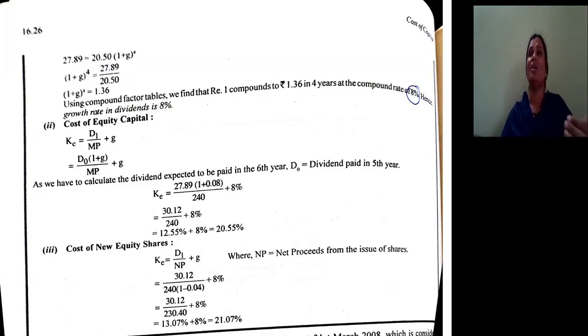Once the offline class starts, I'll explain how to look at the compound table and how to arrive at the answer by making use of the compound factor table.